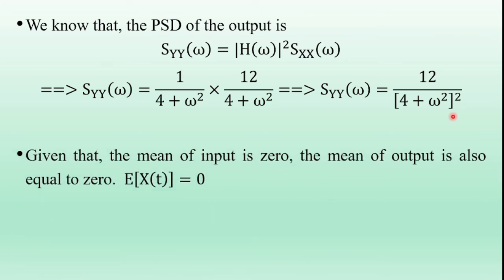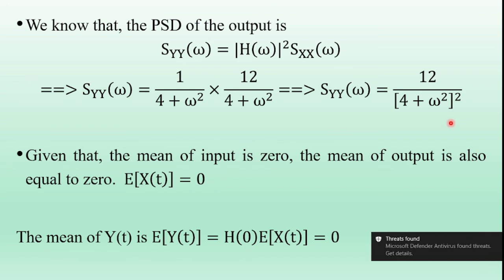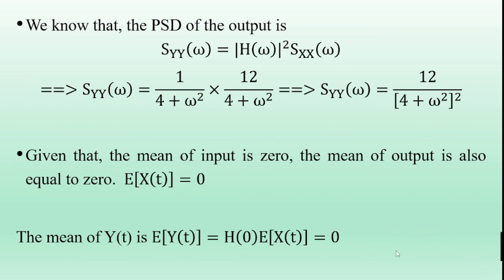Next, find the expected value of the output, the mean of the output y of t. Given that the mean of the input is 0, the expectation of the random process x of t is 0, that is, expectation of x of t is equal to 0. We know that the mean of the output y of t, expectation of y of t, is equal to h of 0 into expectation of x of t. From the given data, expectation of x of t is equal to 0. Substituting that value into this equation, we get the mean of the output y of t is 0.